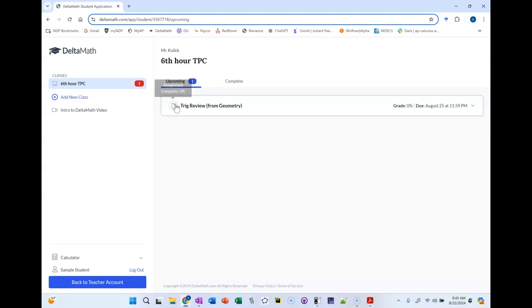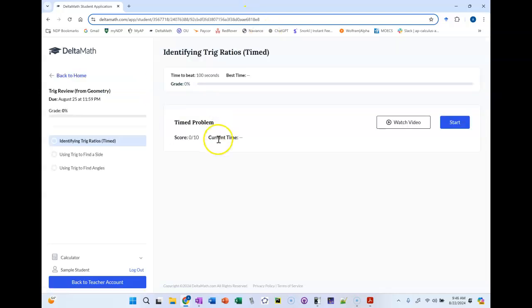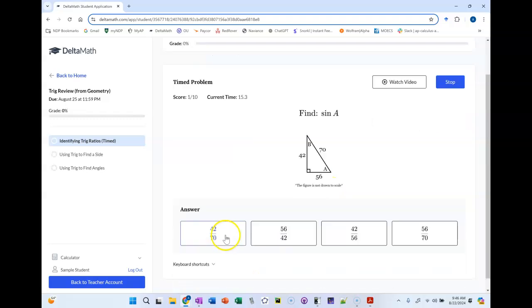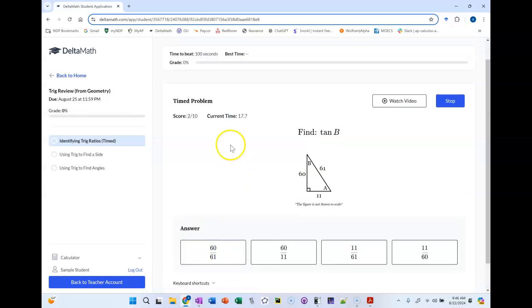I just want to walk through what the question types are going to look like. The first one is a timed question where it's giving you the 3 sides. It's asking which one is sine A. So A is here, opposite over hypotenuse should be 40 over 58. I pick that. And then it's going to keep track. I need to get 10 of them inside of 100 seconds.